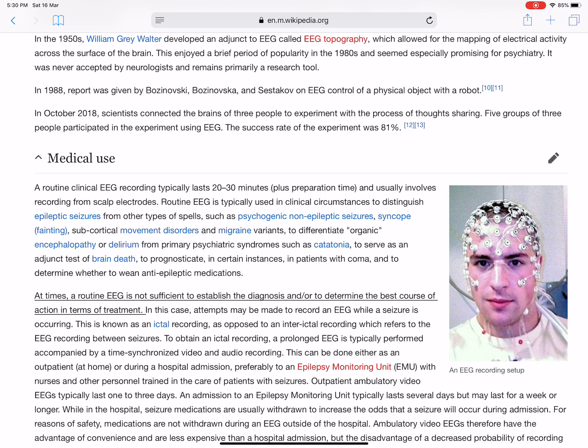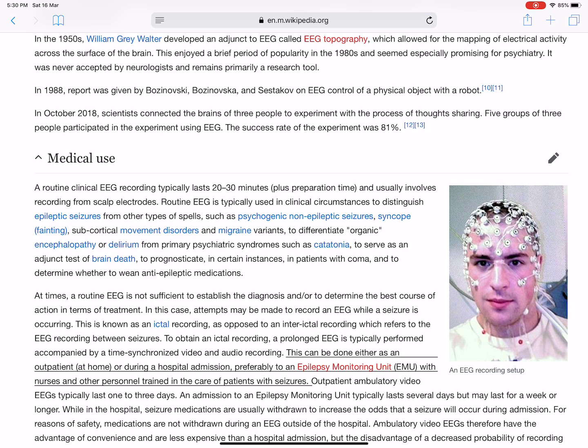At times, a routine EEG is not sufficient to establish the diagnosis and/or to determine the best course of action in terms of treatment. In this case, attempts may be made to record an EEG while a seizure is occurring. This is known as an ictal recording, as opposed to an inter-ictal recording, which refers to the EEG recording between seizures. To obtain an ictal recording, a prolonged EEG is typically performed accompanied by a time-synchronized video and audio recording.